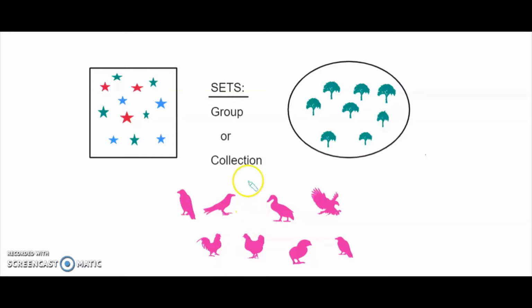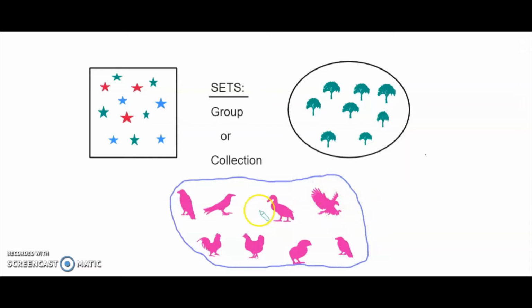That is, in mathematics, any group or collection of things, places, like here we have a group of stars inside a box, right? We have a group of trees here. You can see the picture of different birds, but I can make a group or a collection of these birds by putting them into a box.